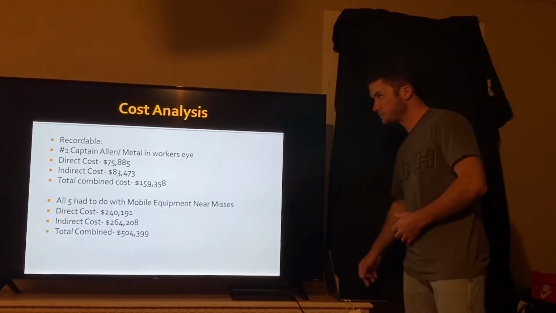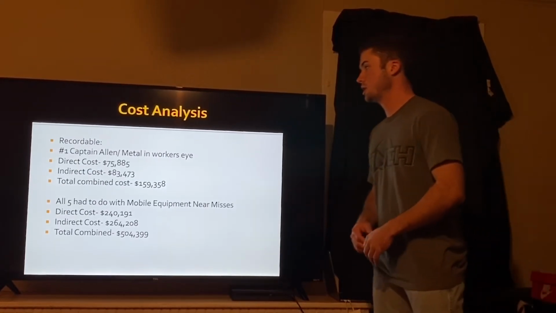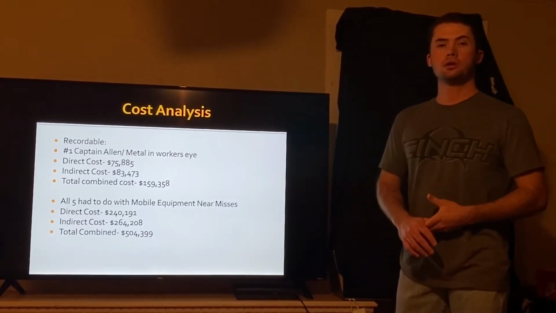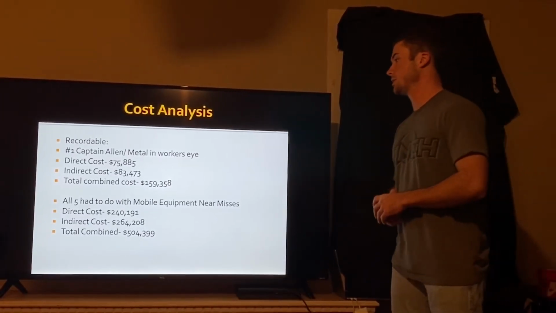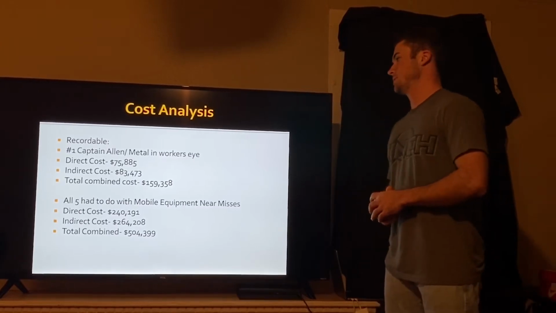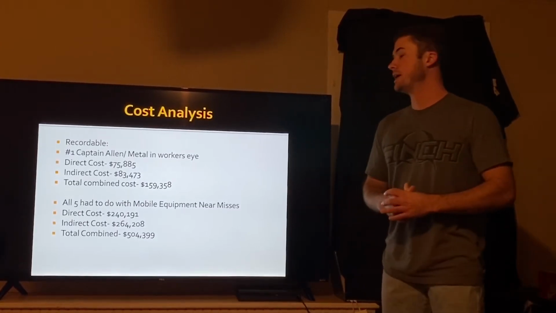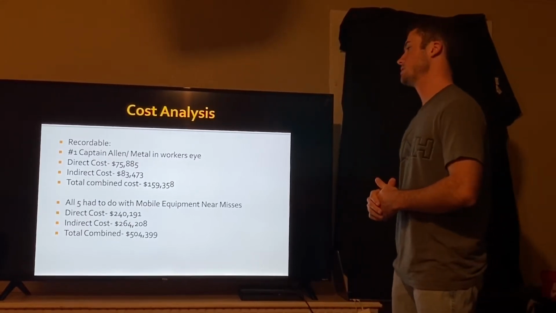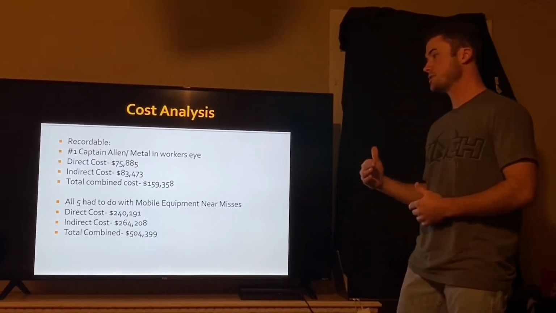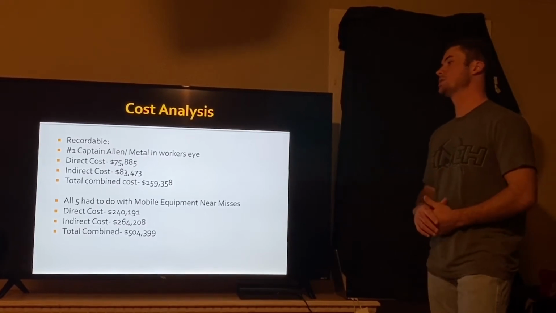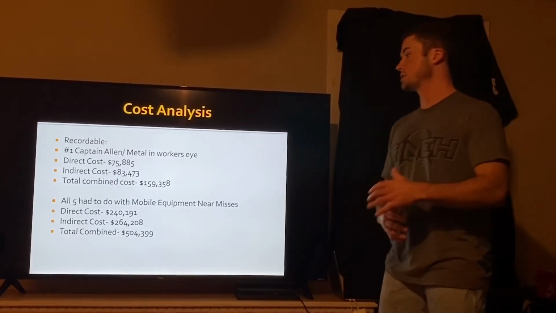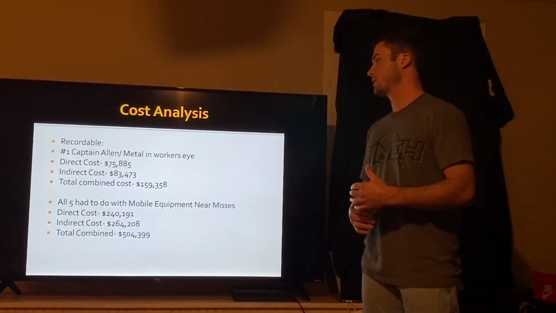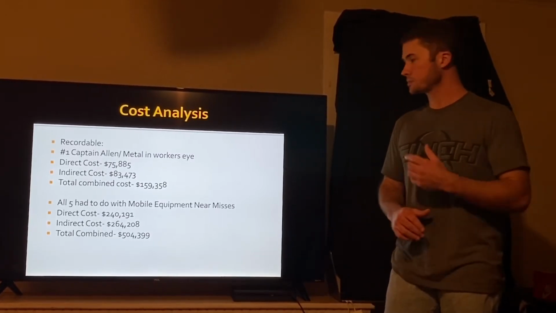Our cost analysis. One of our recordables, number 1, is Captain Allen, who got metal in his eye, causing him vision loss. A direct cost of that is $75,000, or the upper side of $75,000. Indirect cost is $83,000, in the mid range of $83,000, and then a total combined cost is $159,000, give or take. And that's just one recordable.